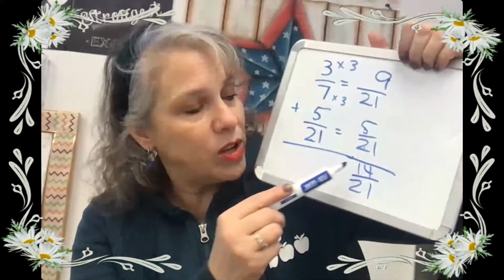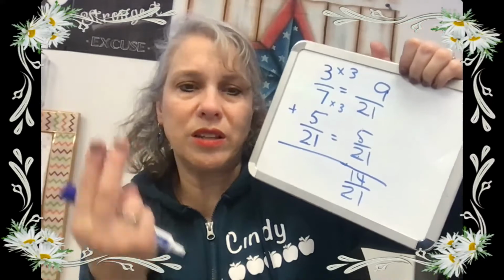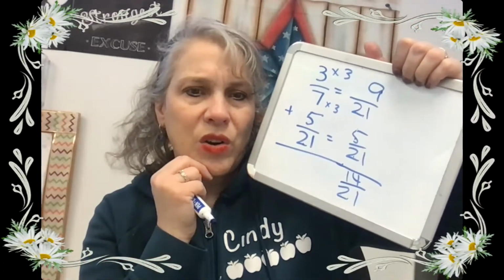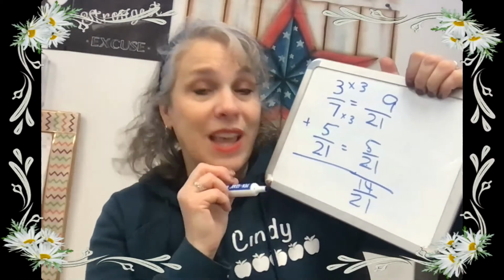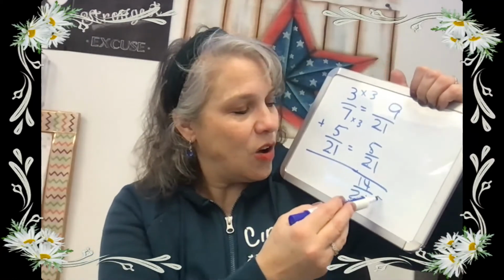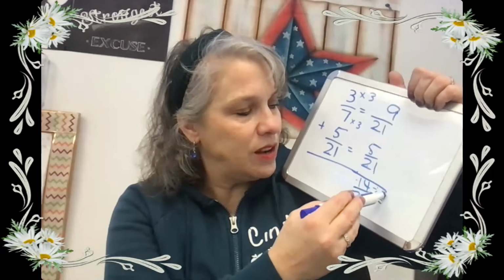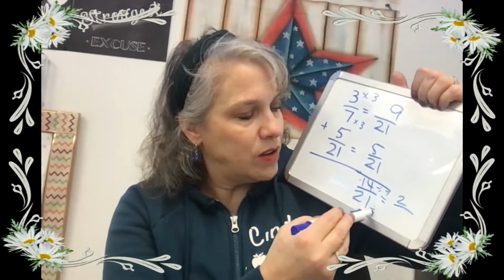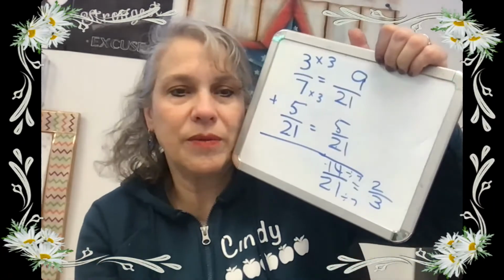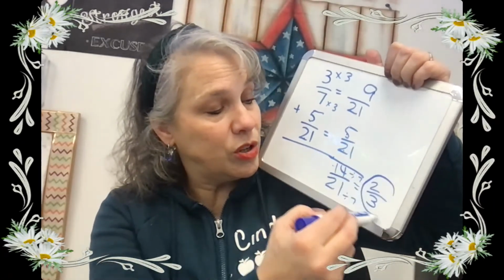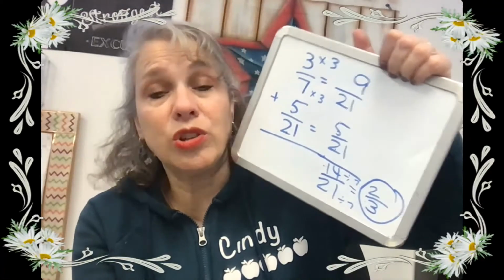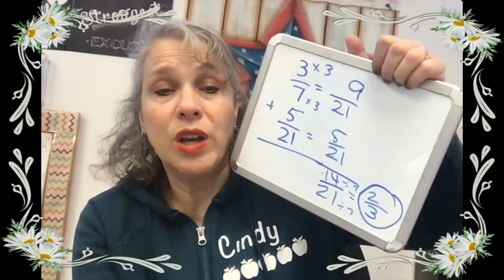And does anything go into 14 and 21? Let's see, 2, no, 3, no. 4, no. So, oh, 7. Yeah. Okay, so 14 divided by 7 is 2. 21 divided by 7 is 3. So that one reduces to 2/3. And usually you want to put your answers to fraction problems in lowest form. So 2/3 would be the correct answer. And that's the basics of adding fractions.